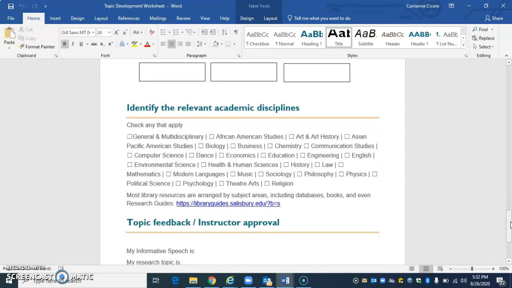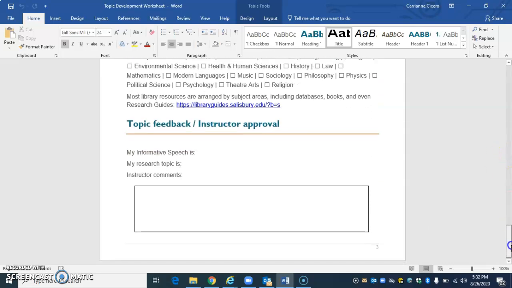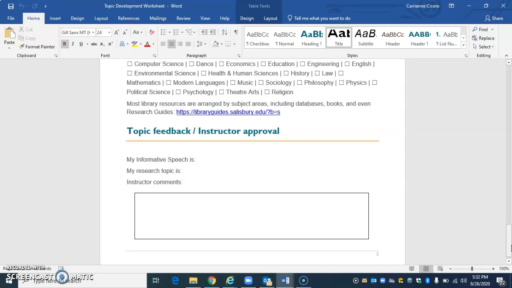And this gives you some relevant academic disciplines. This is going to really help me and our librarian help you out with finding some good research, depending on which areas your speech would fall in. The library has lots of good online databases, and a lot of them are divided up into academic disciplines and subject areas. So that's just going to help you narrow down where you should be looking for these topics. And then at the end, I'm going to give you some feedback on what I think of your topic, if I think you have enough research available to you to support that.